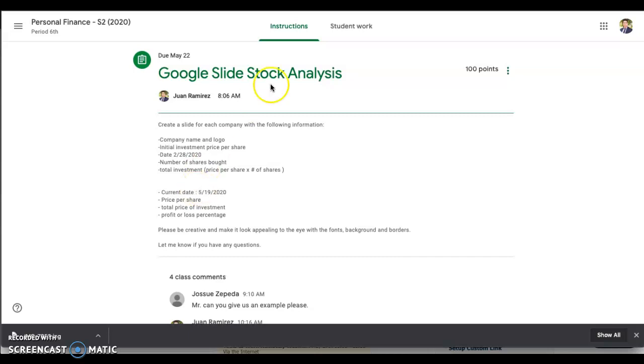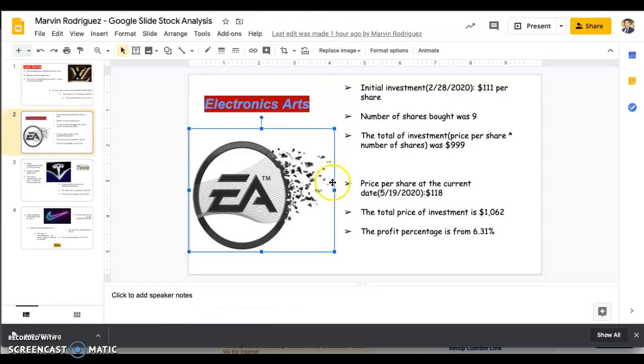So I'm going to show you an example. I'm actually going to use a student's example. So the example is Electronic Arts. Initial investment, right? He bought it February 28th at 111 per share. He bought 9 shares, so that means 111 times 9 is 999. That's his total investment for February 28th.